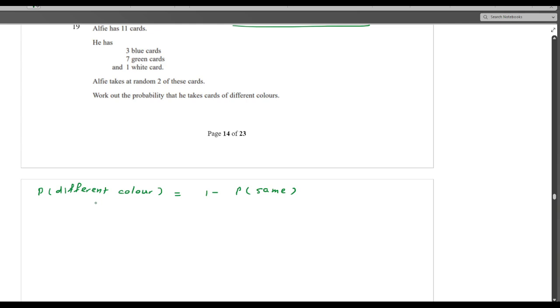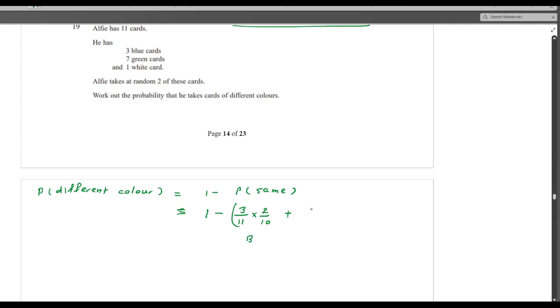Okay, or for different color you can take first blue second green, then first green second blue, then first blue second white, then first white second, like that. Or you can do this, because I know that possibility of finding the same color is easy. It is 1 minus, now possibility of same color, if both are blue, so the possibility of getting first as blue is 3 divided by 11 and the possibility of getting second as blue is 2 divided by 10. Okay, this is for blue.